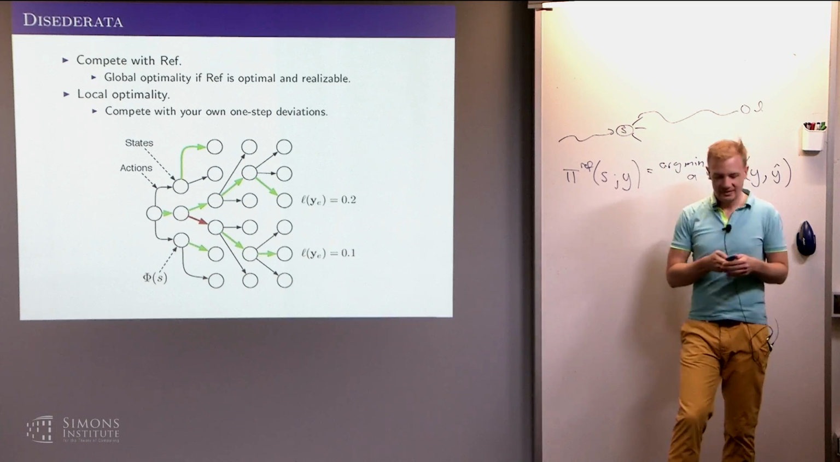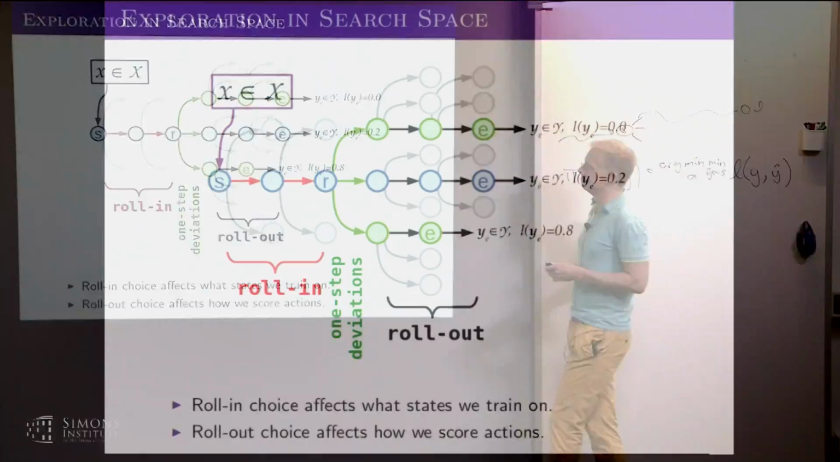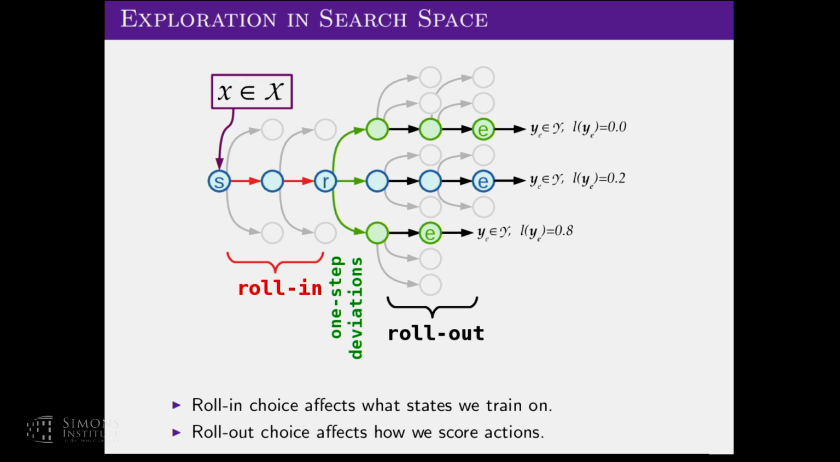Okay? All right, so we're going to think about 3 things in our algorithm. So we're going to have a roll-in phase, and then we're going to try some sort of deviation, and then we're going to have a rollout phase. So the main thing that matters is that how we roll in affects the distribution of states that we train on, right? So this is like the Mario getting stuck next to a pipe case.